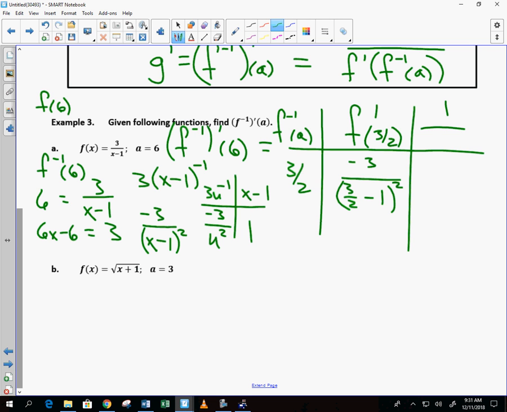What's 3 halves minus 1? 1 half squared. 1/4, negative 3 divided by a fourth. Negative 12. So I take that negative 12 and I put it in here. So I have the derivative, and I plugged in 3 halves for x. 3 halves minus 1 is 1 half. 1 half squared is a fourth. Negative 3 divided by a fourth is negative 12. So my answer is negative 1/12.